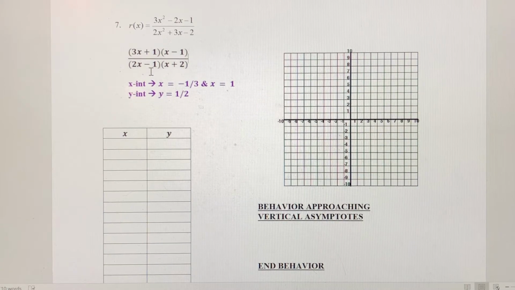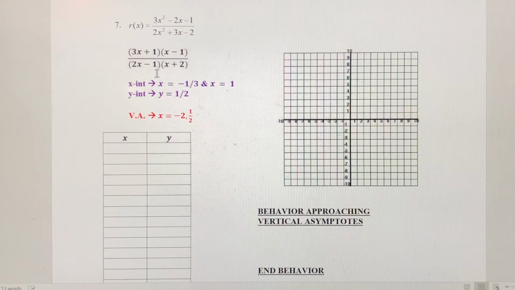Vertical asymptotes. We want to see what makes the denominator 0. So we're going to set each of these factors equal to 0 and solve. I'm going to have two vertical asymptotes in this case. That hasn't happened before, but it's going to happen here. So this would be positive 1/2, and this would be negative 2. So I'm going to have a vertical asymptote at negative 2, and another at 1/2, halfway between 0 and 1, just right of the y-axis.